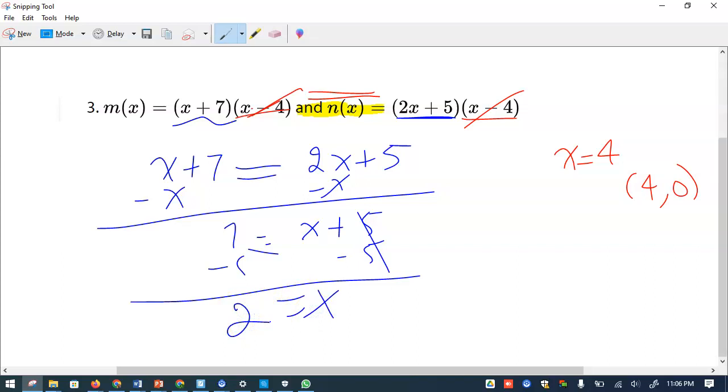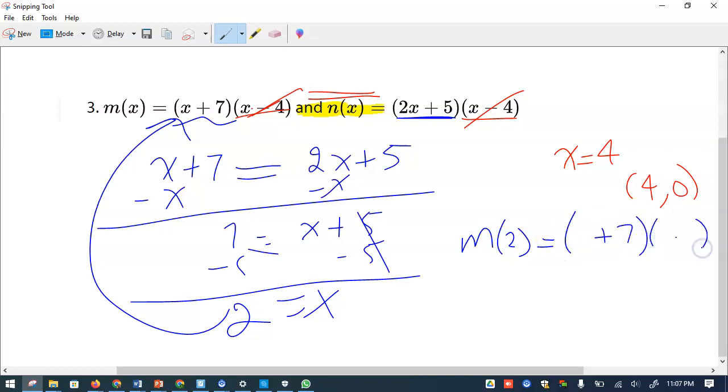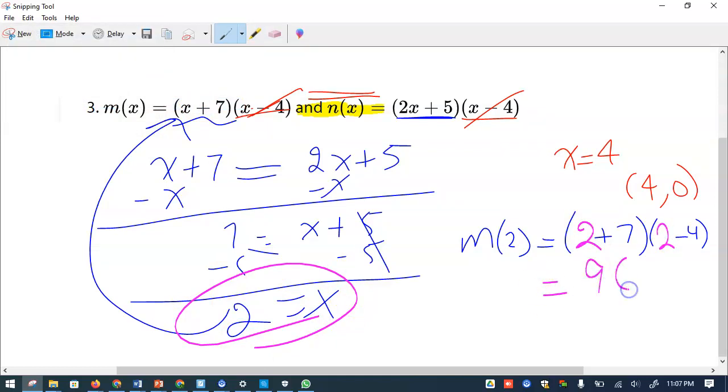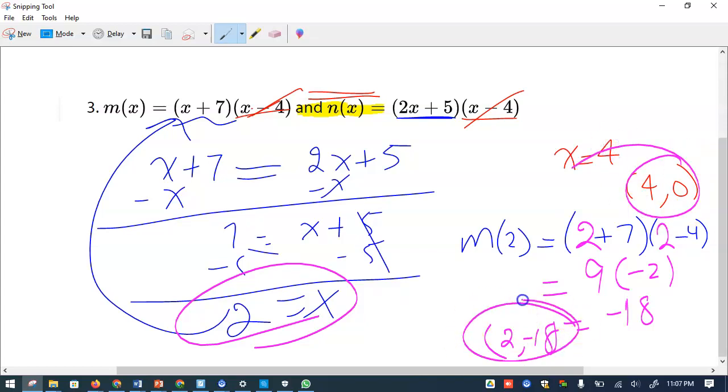But then you need to also plug it in this thing, see. So that means if I want to write m of 2, that is plus 7 and x minus 4, so you have to plug in this x, 2 and 2, and you get the answer 9 times minus 2 is minus 18. That means the point is 2 and negative 18, and you're done. So this is how one of these points is here and one of these points is here. So this is the shortcut we can use.